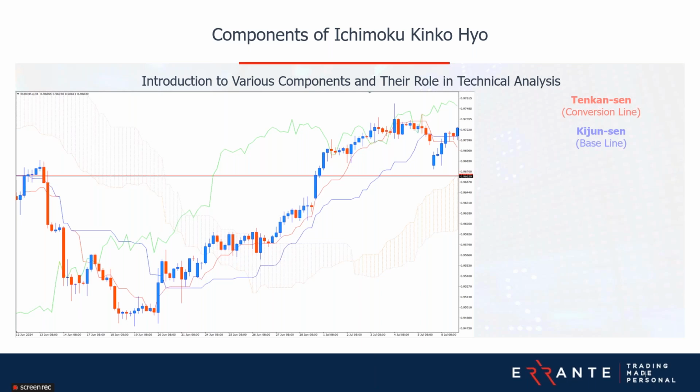And then we have the Kijun-sen, or the baseline, this blue line that you see here. Kijun-sen looks at a slightly longer period, averaging the highest and lowest prices over the past 26 periods. And similar to Tenkan-sen, Kijun-sen provides a more robust picture of market volatility using high and low price ranges. And this is the advantage that these lines have compared to simple moving averages.